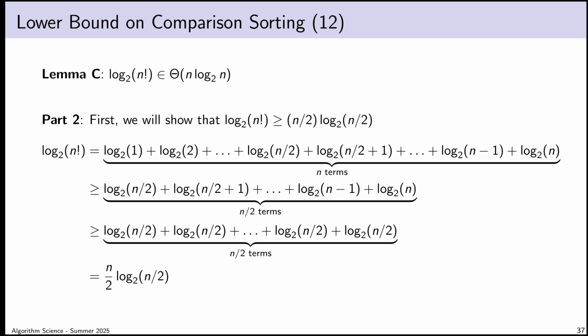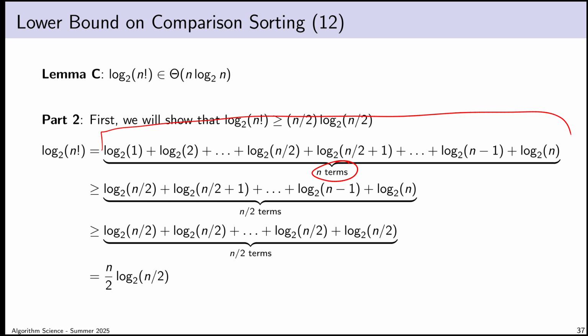Okay, so first I want to show that log of n factorial is greater than or equal to n over 2 times log of n over 2. And again, I observe log of n factorial is equal to log of 1 plus log of 2 plus some stuff, all the way up to log of n. And that there are a total of n terms in this sequence. And that means the whole sequence, because every term in it is positive, is greater than or equal to what I get if I just chop off the first half of the sequence.